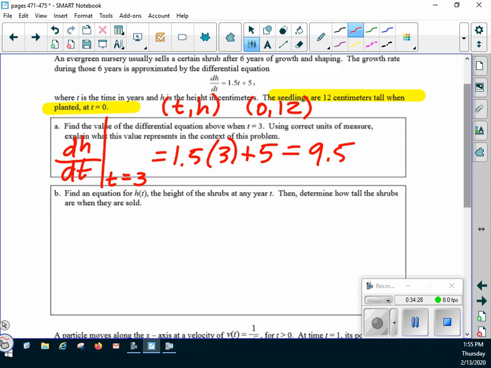Now, using correct units of measure, this is a derivative, so it is a rate. What does this mean in the context of the problem? The shrub is growing at a rate of 9.5 centimeters per year 3 years after planting. I'll post the notes so you can get it from the notes if you need to.